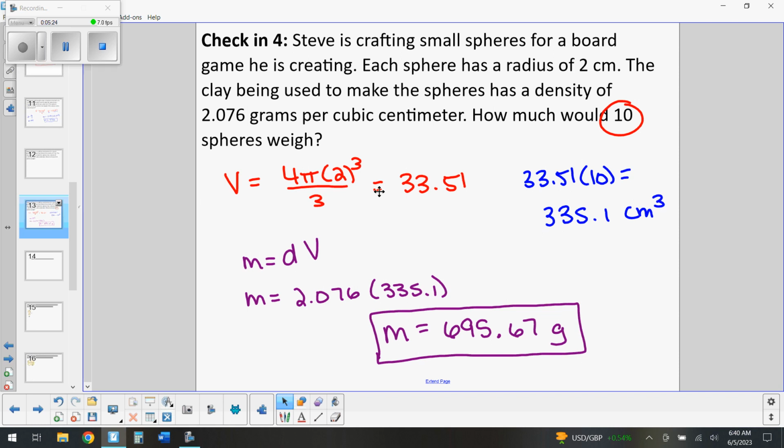All right, so we have a volume of 33.51. If mass is density times volume, oh, I multiplied by 10 first, sorry. So I have a total volume of 335.1. And now mass is density times volume, so we do the 2.076 times the total volume of 335.1, and we get a mass of 695.67 grams.